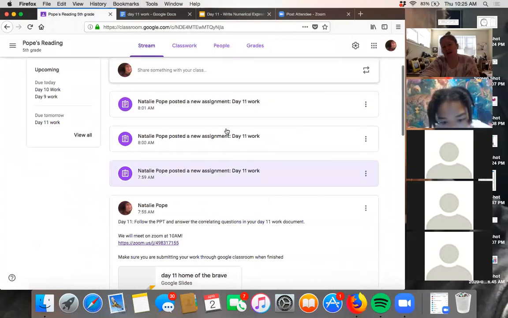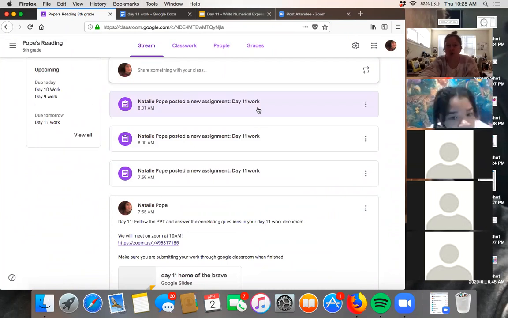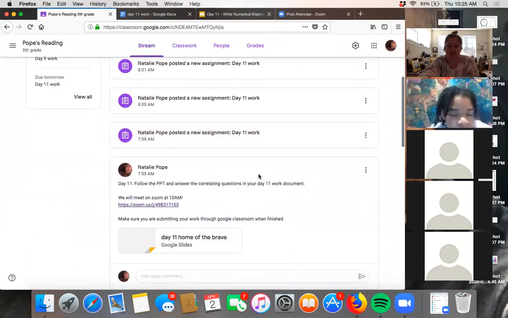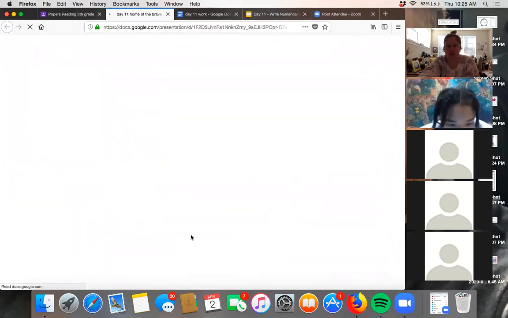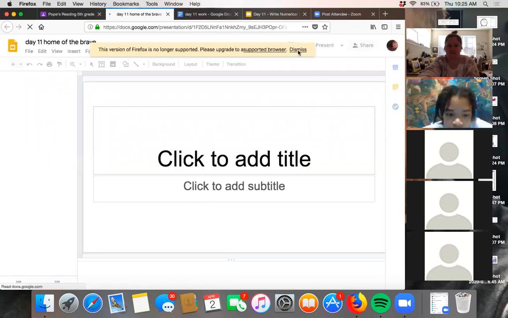There are 3 day 11 works here that you'll see. My computer went kind of crazy this morning and it won't let me delete them. So if you see it like this, just pick one because it's all the same work. I don't know why it won't let me delete it. It looks kind of crazy.